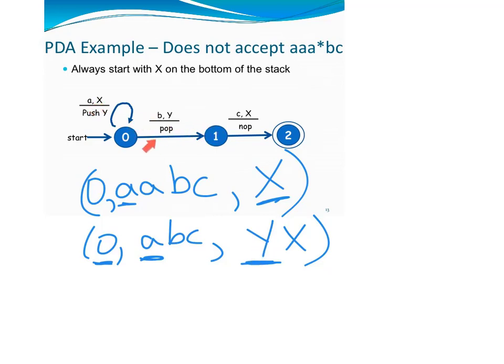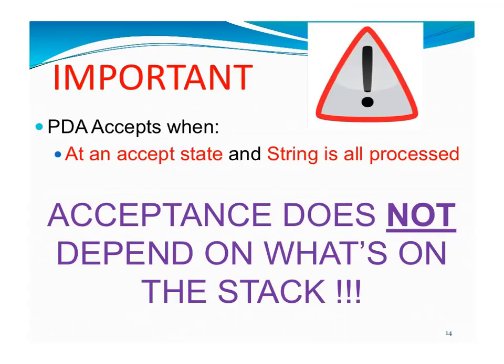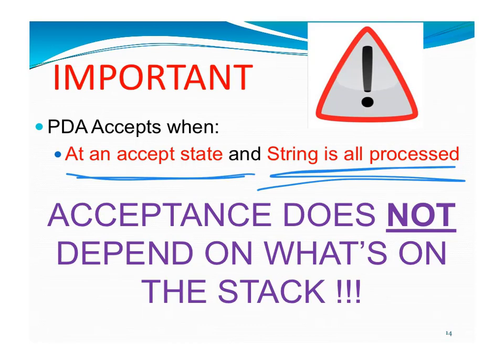And this transition out of 0 says you need the letter B and a Y at the top of the stack. Well, I have the Y at the top of the stack, but I don't have a B that I'm processing right now. So this string just loses. It's not in my language. Now, I'm going to remind you again, a PDA accepts when the string has all been processed. You have to get through all the letters, and you're at an accept state.